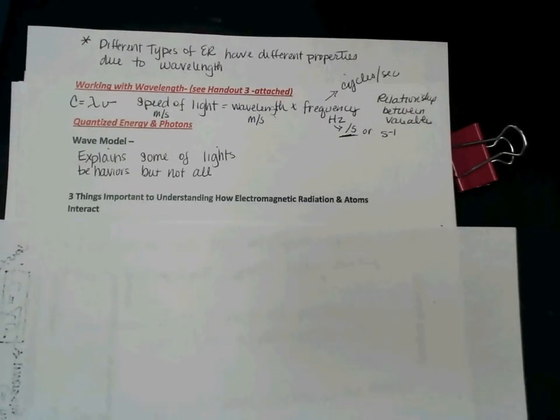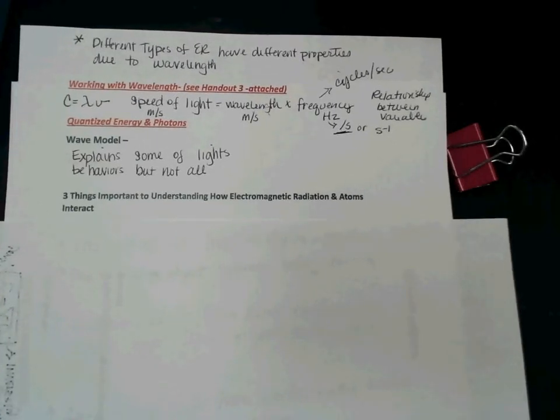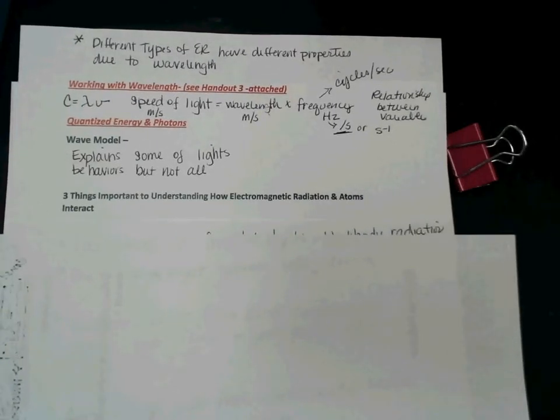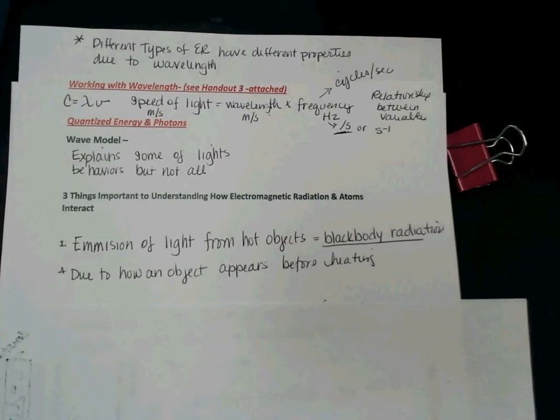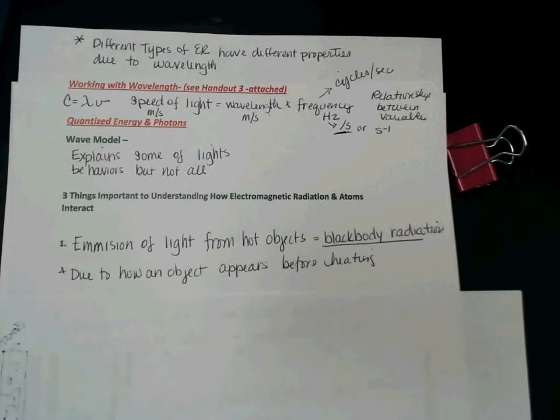So there are three things that are really important to understand about how electromagnetic radiation and atoms interact. I'm just going to go through these quickly, and then you can start and stop the video as you choose. The first one that we couldn't really explain completely with the wave model was the emission of light from hot objects.